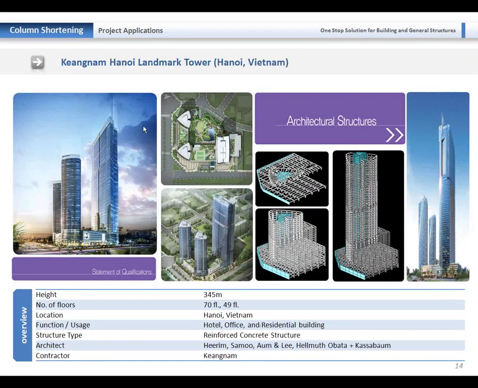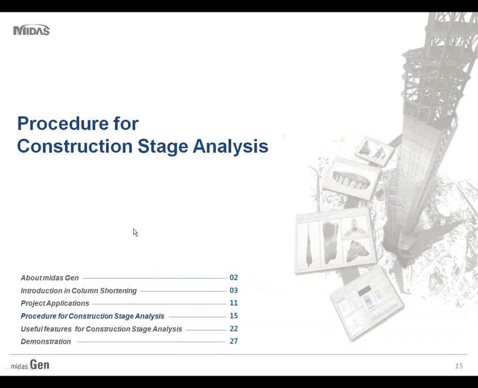Let's go back to the presentation. The other application is Hanoi Landmark Tower in Vietnam. It has been constructed by Gyeongnam, and it has a 40-floor building and 94-floor twin towers. Also for those buildings, MIDAS Gen has been used for the column shortening. So we have seen the general concept and the project application.